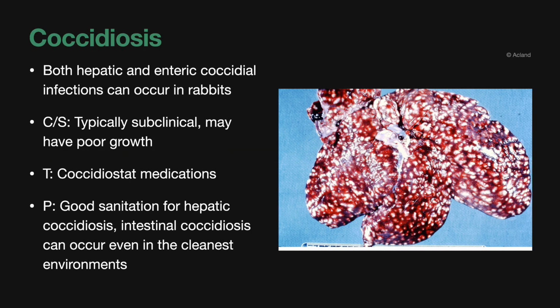Rabbits can get both hepatic and enteric coccidial infections. Most of these infections are subclinical, but you may see poor growth in young rabbits. We typically treat affected rabbits using coccidiostat medications. Prevention of the hepatic form involves improving sanitation in the environment. However, the intestinal form can occur even in the cleanest of rabbit environments.